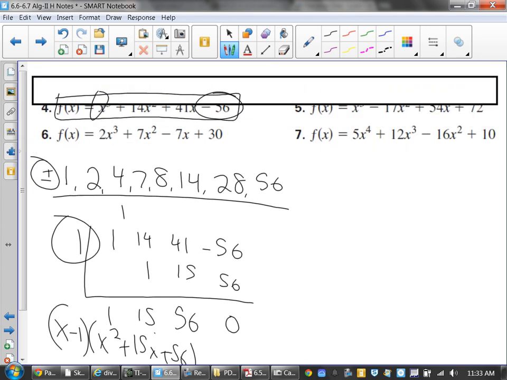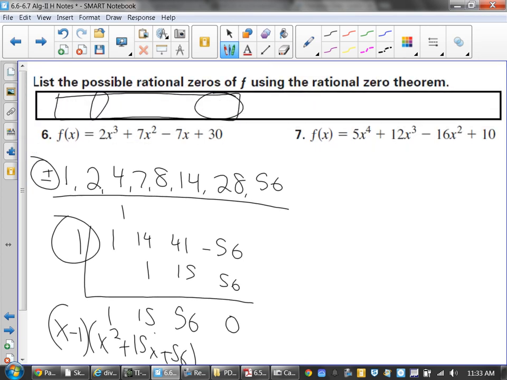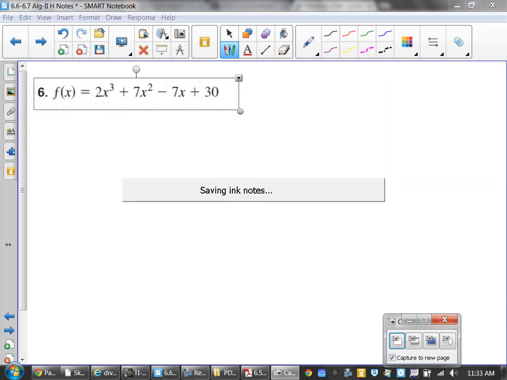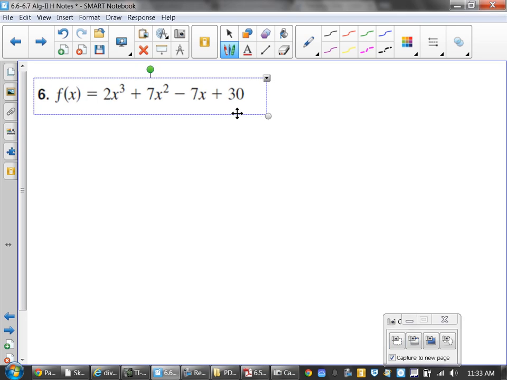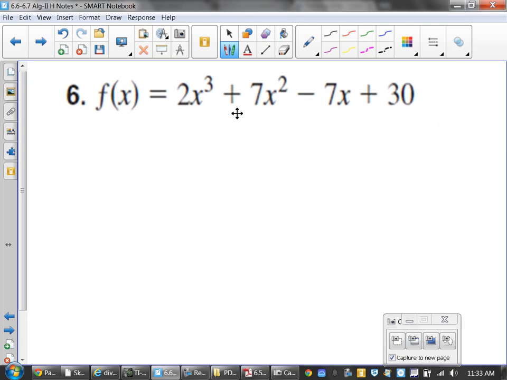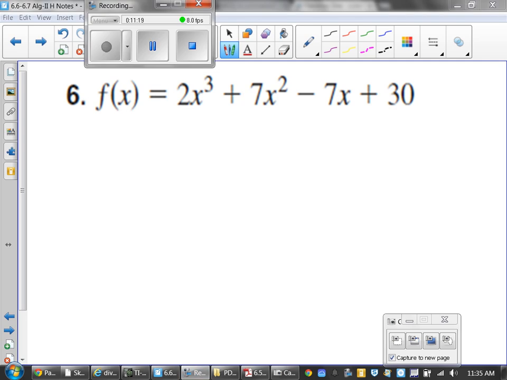So let's look at this one. What I want you to do is list all of the possibles here. I don't want you to solve it, just list all of the possibles.